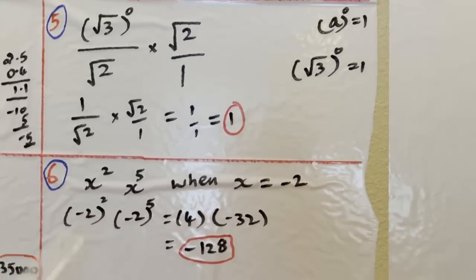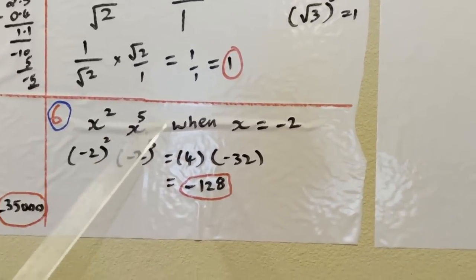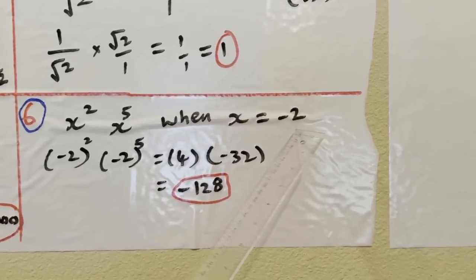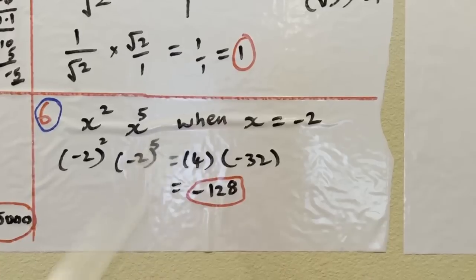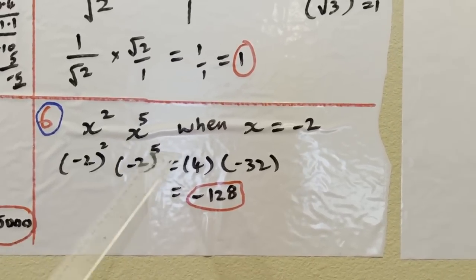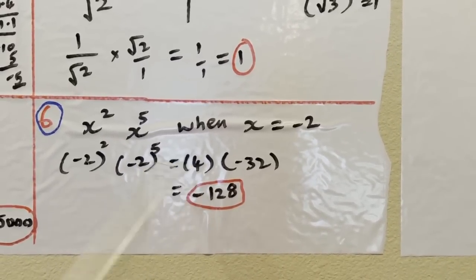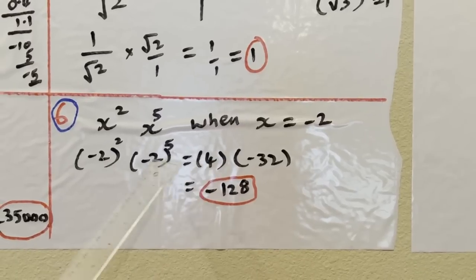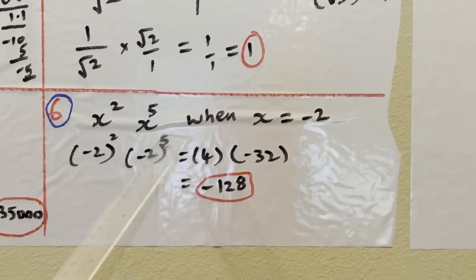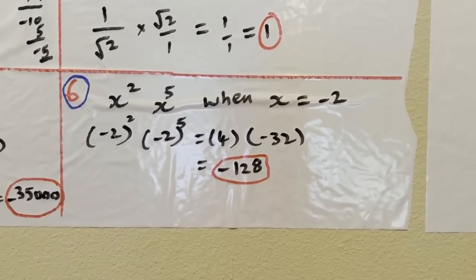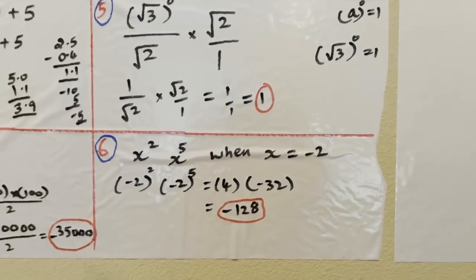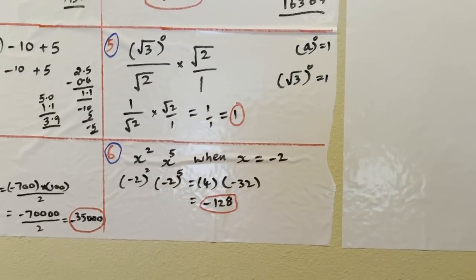Last one in this series, x squared times x to the power 5 and x equal to -2. This involves substitution of the expressions. I substitute -2 here, to the power 2 to the power 5, which is equal to -2 becomes positive. So 2 times 2, 2 times 5, 4, 32. Answer is -128. This is how we solve the problems in the pre-calculus.